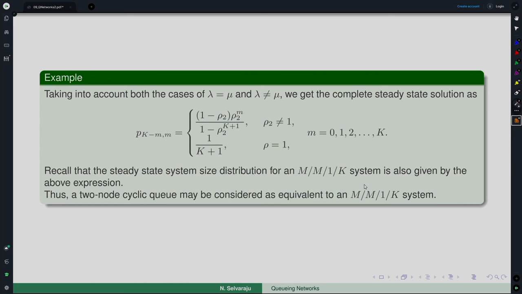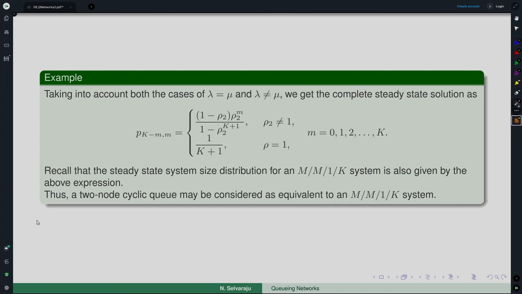And again, if you are interested, you can look in the literature at how these kinds of equivalence have been utilized to study a queuing network, or the other way around, whichever way, because these are in some way equivalent systems. So, this two node cyclic queue as we described here may be considered equivalent to an M/M/1/K system, and this might be of some help, as we said, when we try to analyze the model in some detail in those cases. Okay, so that is the example that we have.